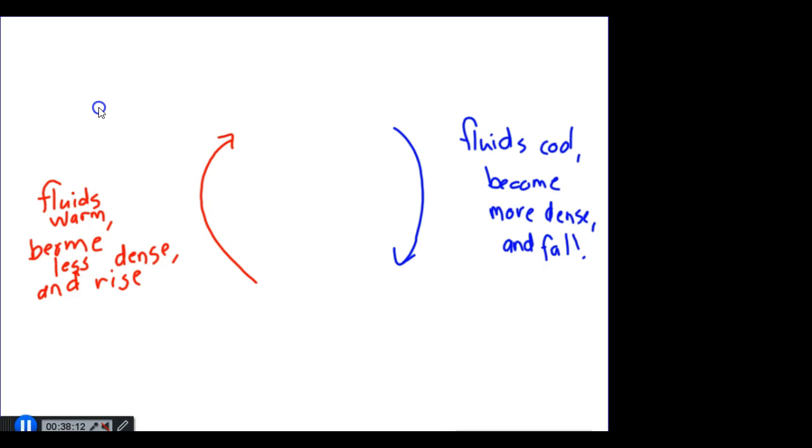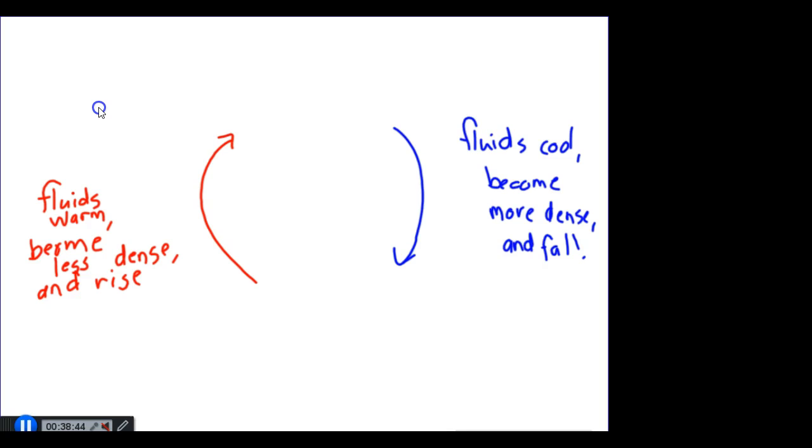Convection happens in any fluids. Do you remember what a fluid is? We would have talked about this in grade 8. A fluid is anything that can flow, which means all liquids and gases are fluids. Convection takes place in water. Convection takes place in air.